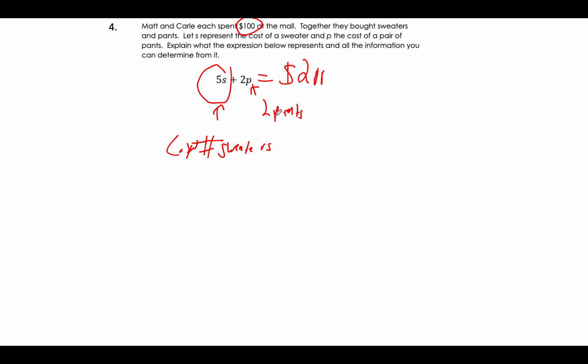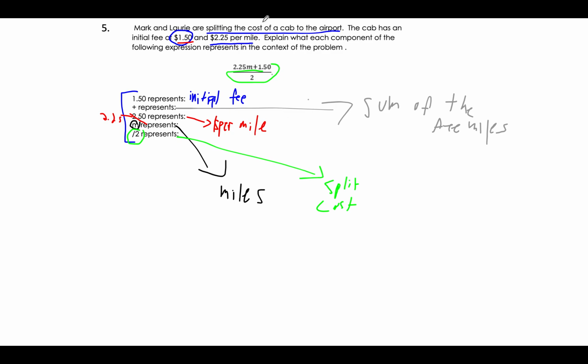Awesome. And then our final question here. Mark and Larry are splitting the cost of a cab to the airport. The cab has an initial fee of $1.50 and $2.25 per mile. Explain what each component of the following expression represents in the context of the problem. So we have 2.25m plus 1.5 over 2.